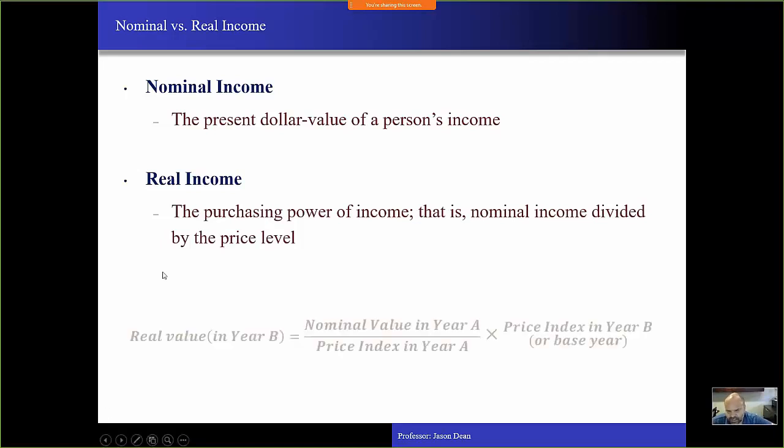There's a general formula that we can use to figure out what the real value of something is in a particular year. Think of two different years, year A and year B. The real value of something in year B would be equal to the nominal value in year A divided by the price index in year A, multiplied by the price index in year B. If year B is the base year, then this would just be 100. Let's do an example to clarify this, because it's not very clear looking at the formula.